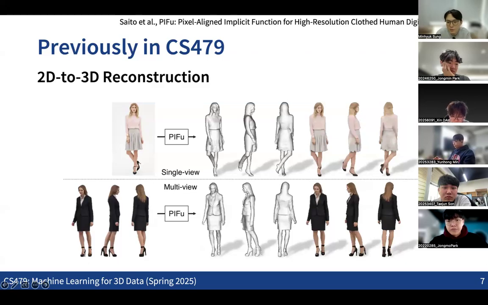So what we are going to discuss for today is also about how we are going to do a better reconstruction of 3D from images, especially not from a single image, but from multi-view images. If you took the computer vision course, you might have heard that there are some more traditional techniques that can do 3D reconstruction without using any neural network.